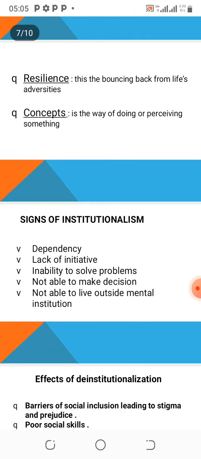So what are the signs of institutionalism? Number one, there's dependency. Two, there's lack of initiative. Three, there's inability to solve problems. Five, they are not able to make decisions, not able to live outside the mental institution. So these are the signs that this patient has developed institutionalism. The patient depends on the institution. The patient cannot take initiative and is not able to solve problems. These are the signs of institutionalism.